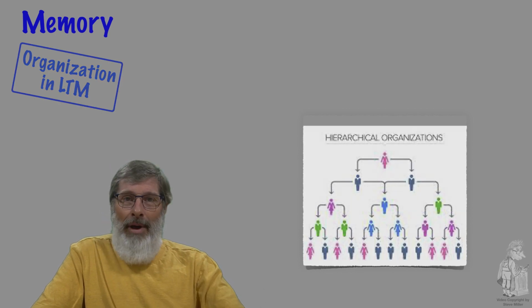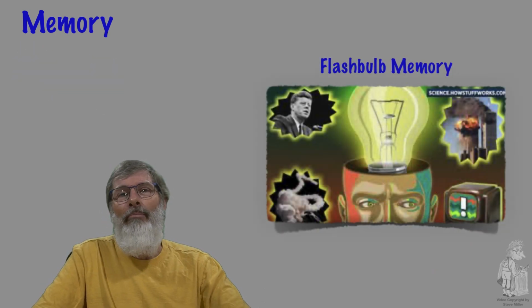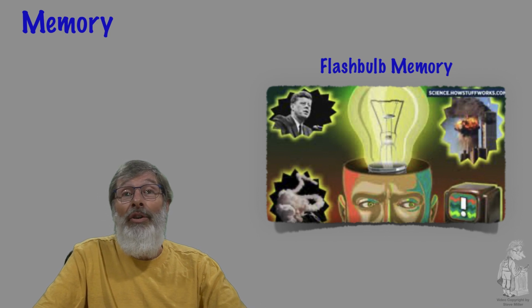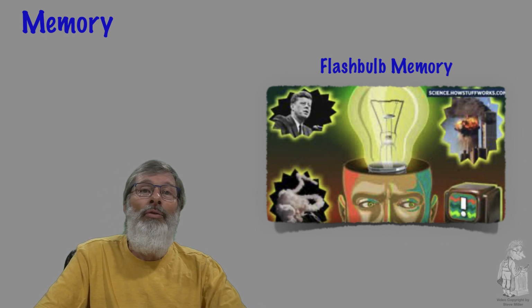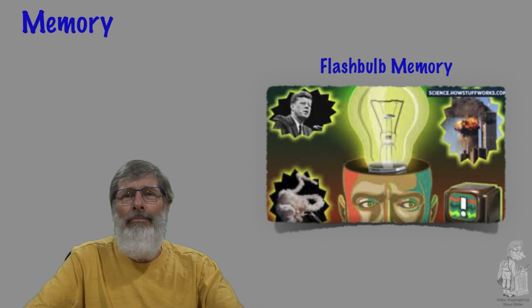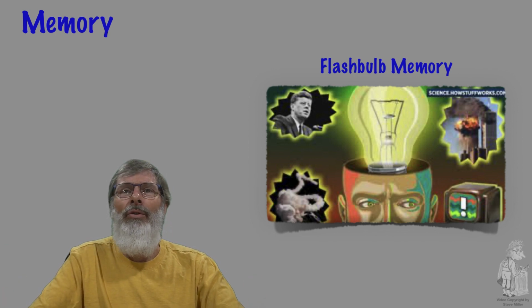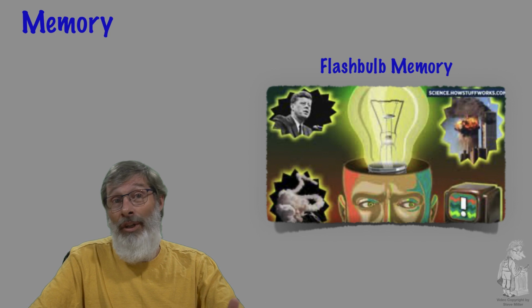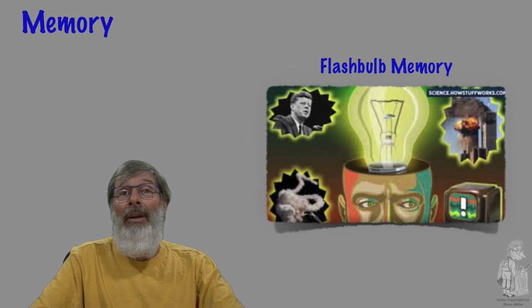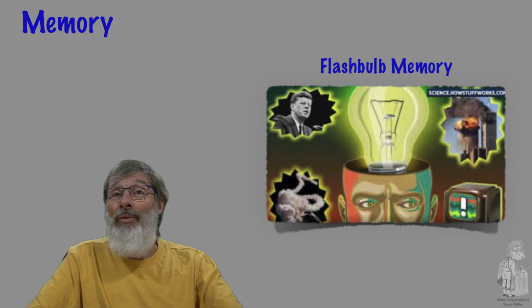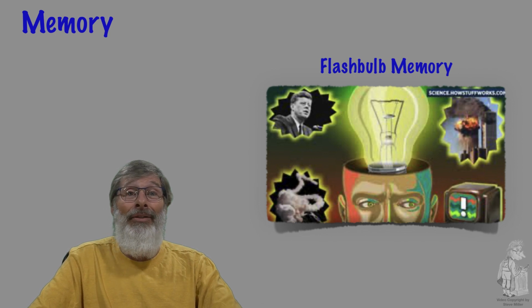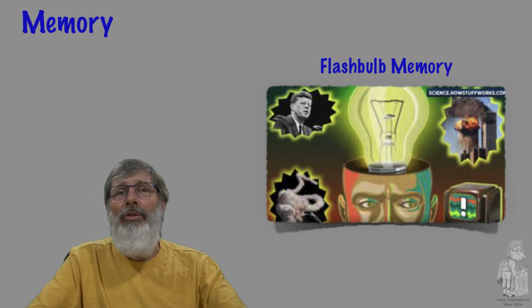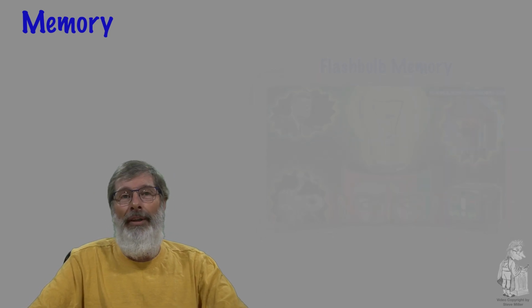A flashbulb memory is an extremely vivid memory of the conditions surrounding one's first hearing of the news of a surprising, shocking, or highly emotional event. For example, if you were old enough to be aware, when you watched the World Trade Center being attacked on 9/11, or heard the news of the Montreal Massacre in 1989, or other emotional events, people tend to remember events that are surprising, important, and emotionally stirring.